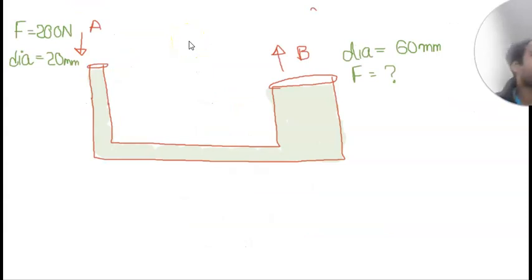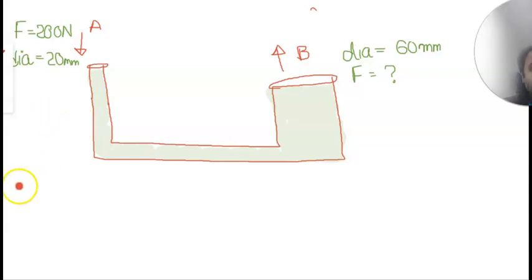Okay, let's say we got a question. Imagine it's a mechanical pneumatic ram where you are going to apply a force of 200 Newton. The diameter of this pipe is 20 millimeter, and on the other side, the diameter of the pipe is 60 millimeter. I want to find out what is the force on the other end. To do that, we use Pascal's law. Pascal's law is pressure equals force over area.